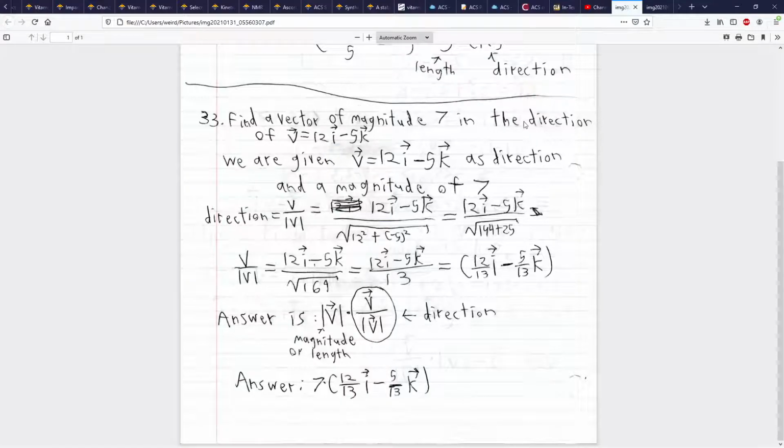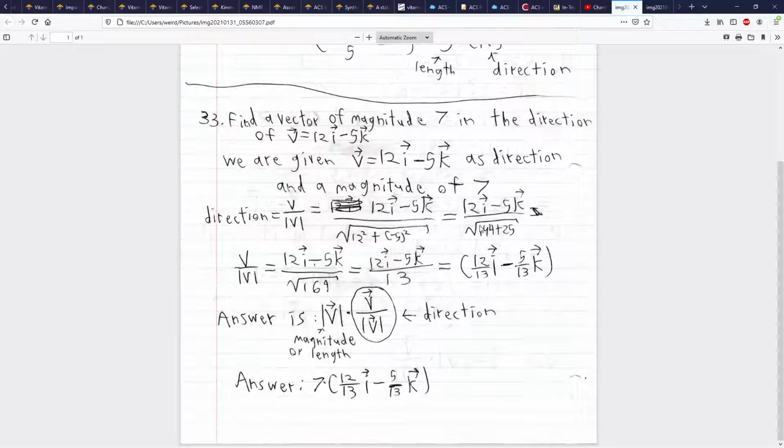Now here's a question. Find a vector of magnitude 7 in the direction of v equals 12i minus 5k. So we are given the direction and a magnitude of 7. The direction we know is equal to the vector v divided by the magnitude of vector v. So 12i minus 5k, then the magnitude, the length, down here.